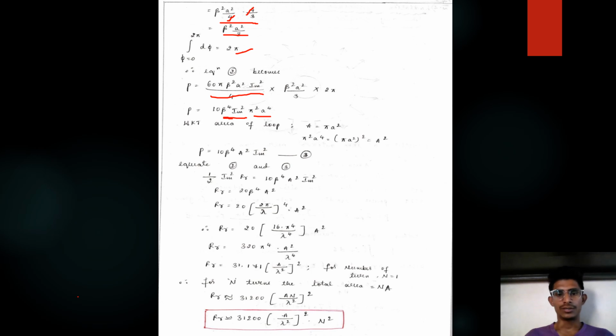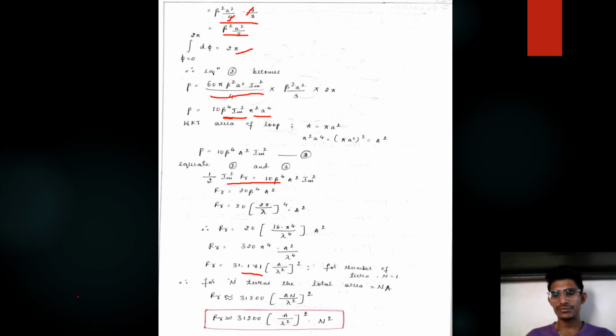And comparing equation 1 and 2, we are going to get the R value 2 beta power 4 a cube a squared. R is equal to 2 pi by lambda whole power 3, a cube, and R is equal to 20, and 16, 2 power 4 is 16, and pi power 4, lambda power 4, a squared. And 320 a power 4 by lambda power 4, and this is the value we get: 31.171 a by lambda whole squared.